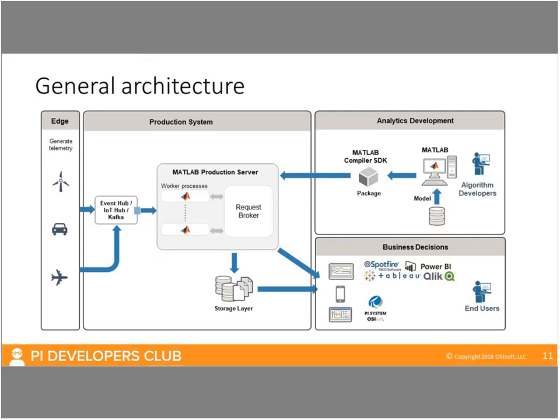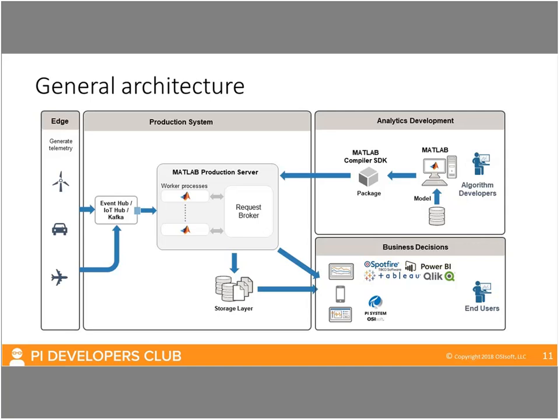Now over on the far left, you have your sensors, your devices that are emitting telemetry. They come in through some sort of ingestion engine, like Event Hub or IoT Hub or Kafka. This is pushed to MATLAB Production Server, which usually sits in the cloud somewhere, so in Azure or AWS. And this is where it would run the analytic functions that you have written.